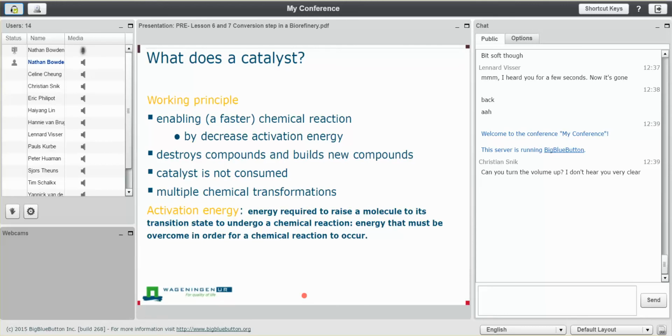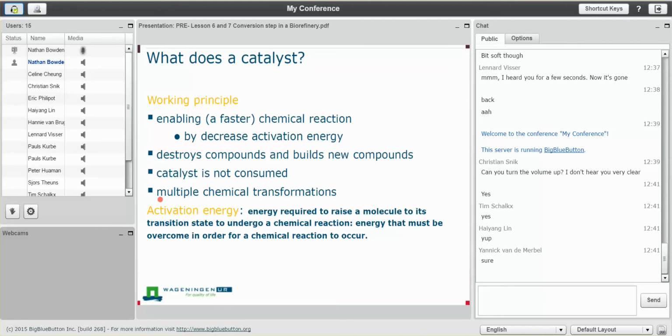So what does a catalyst do? I should add that next time. So what does a catalyst do? The working principle of a catalyst is that it enables a faster chemical reaction. So turn up volume. Okay, so welcome back. I just boosted my microphone levels up a bit, so maybe you can hear me better.